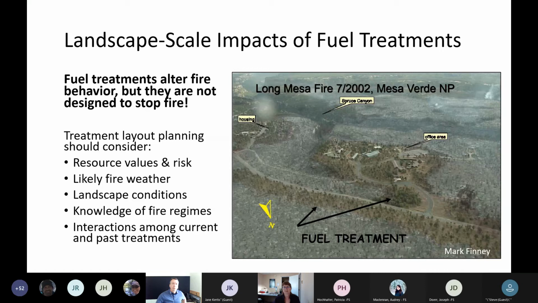So we have to be thoughtful in our planning of the layout of fuel treatments in order to maximize their effectiveness at achieving whatever outcomes we're trying to achieve, whether that's protect high value resources or whether that's reduce the average extent of fire on the landscape during bad fire years.